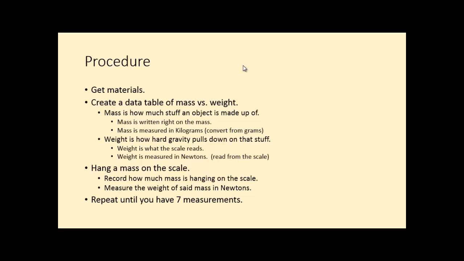In terms of the procedure, hang a mass on the scale. Record how much mass is hanging on the scale by reading the amount of mass that you placed on the scale. Measure the weight of said mass in newtons by looking at the spring scale and identifying how much weight there is. Repeat this process until you have 7 measurements.